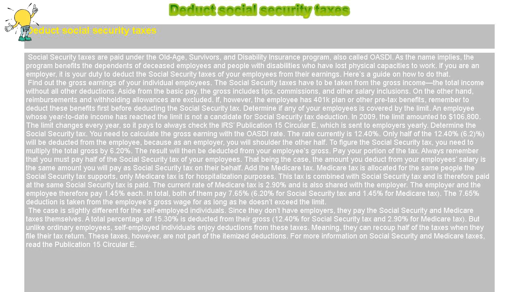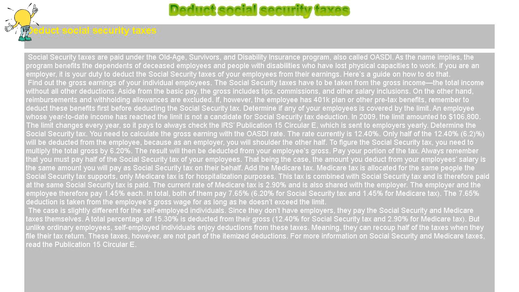But unlike ordinary employees, self-employed individuals enjoy deductions from these taxes. Meaning, they can recoup half of the taxes when they file their tax return. These taxes, however, are not part of the itemized deductions.